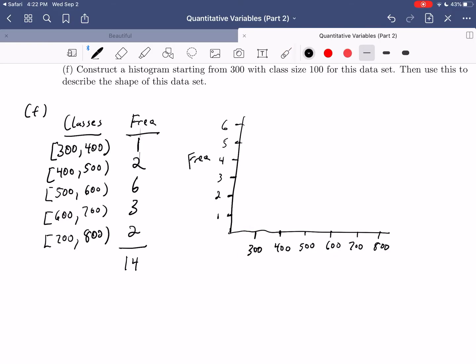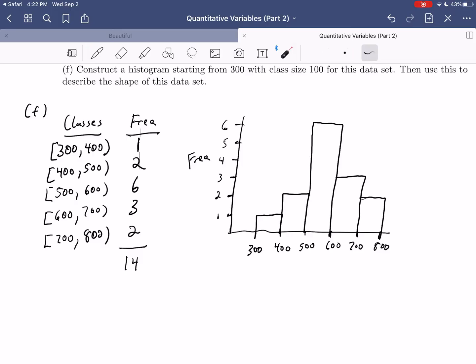All right, so our first one is height 1. So there we go. The next one is height 2. Remember, all the bars should touch because where one interval ends, the next one begins. Then height 6. Then height 3. And then height 2.